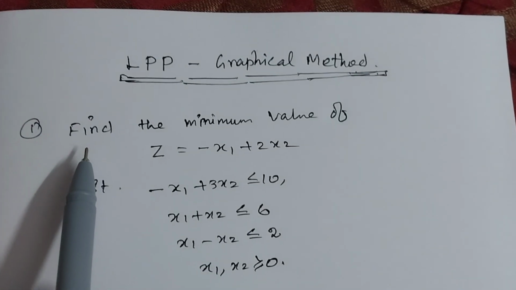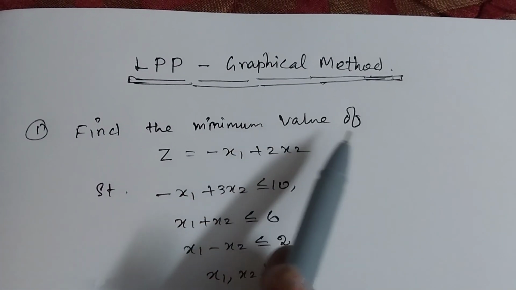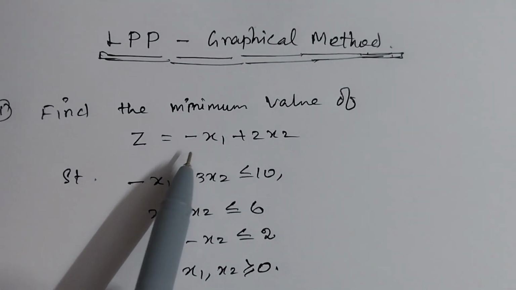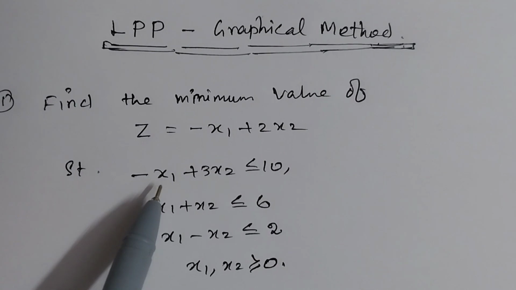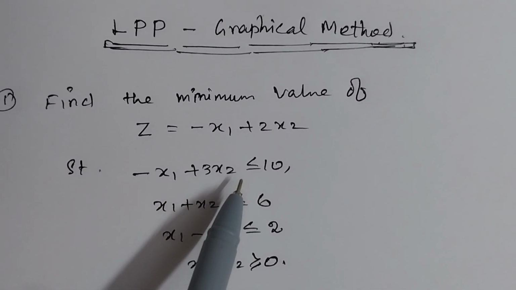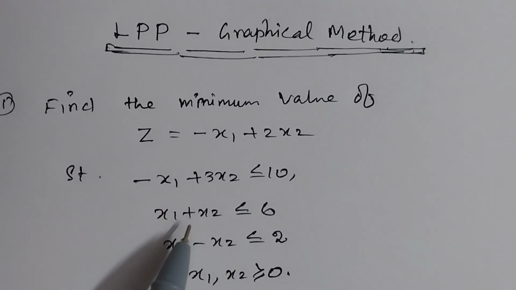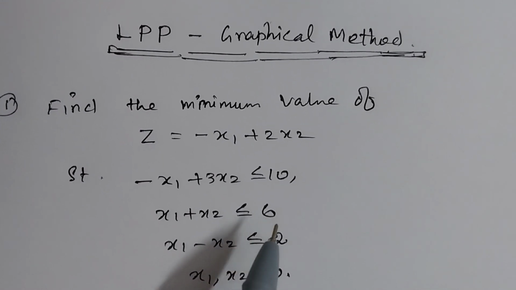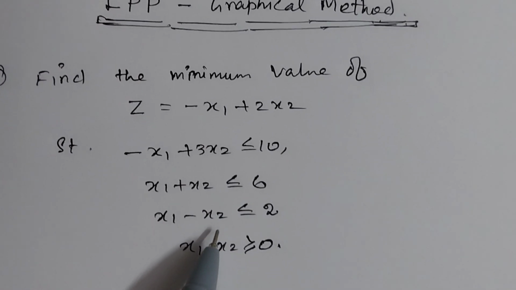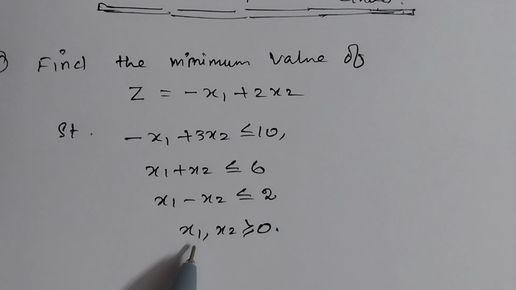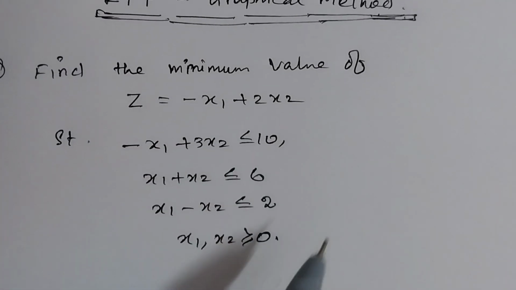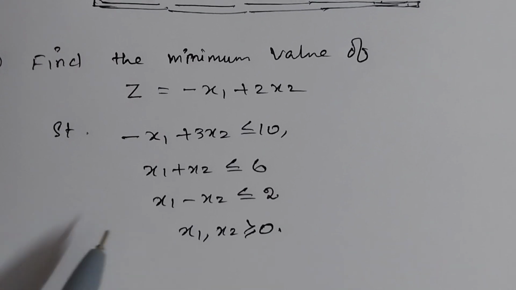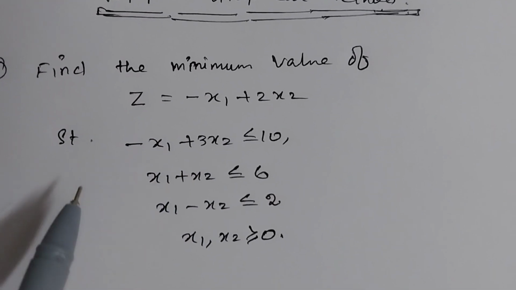So this is our problem. Find the minimum value of z = -x1 + 2x2 subject to the constraints -x1 + 3x2 ≤ 10, x1 + x2 ≤ 6, and x1 - x2 ≤ 2, and x1, x2 ≥ 0, which is the non-negative restriction. So they have given a problem. Now we have to solve this problem by graphical method.